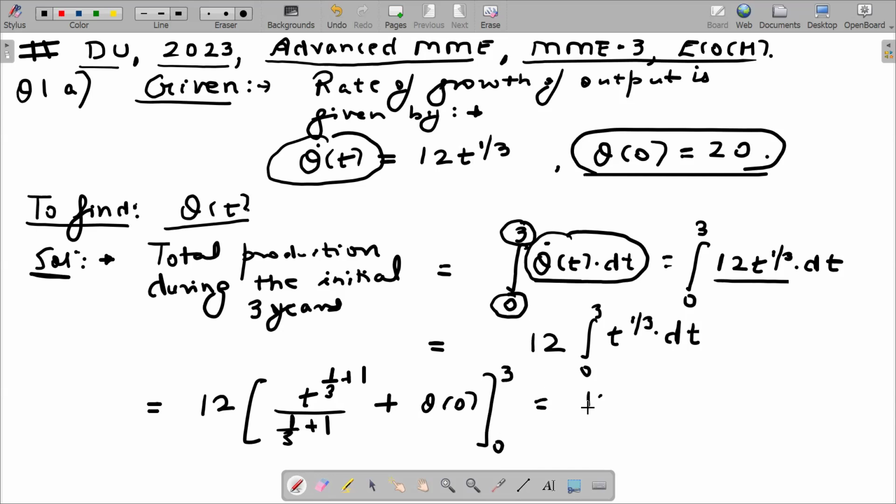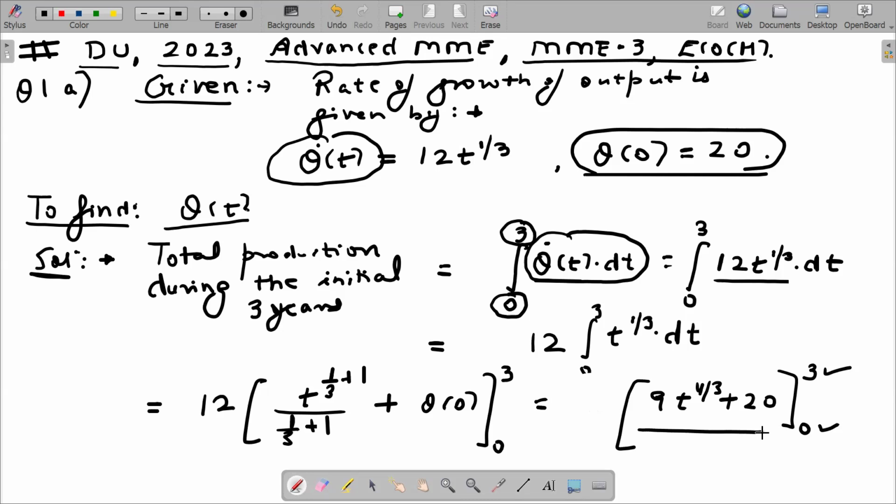So this is going to be 12 times, which gives 9t to the power 4/3 plus 20, which I run from 0 to 3. So what do I get as my answer? First put 3 in the expression, then minus, put 0 in the expression. So this 12 is going to vanish, students. We are only left with 9 times t to the power 4/3 plus 20.